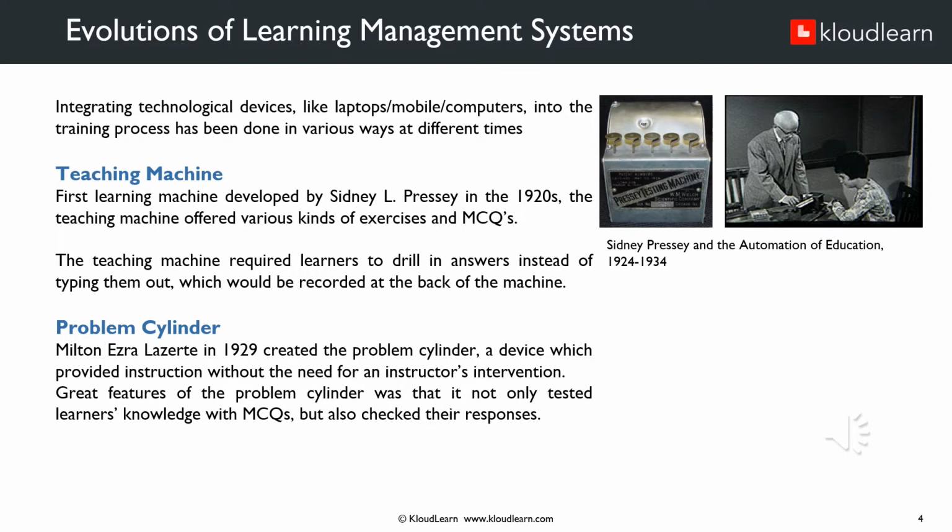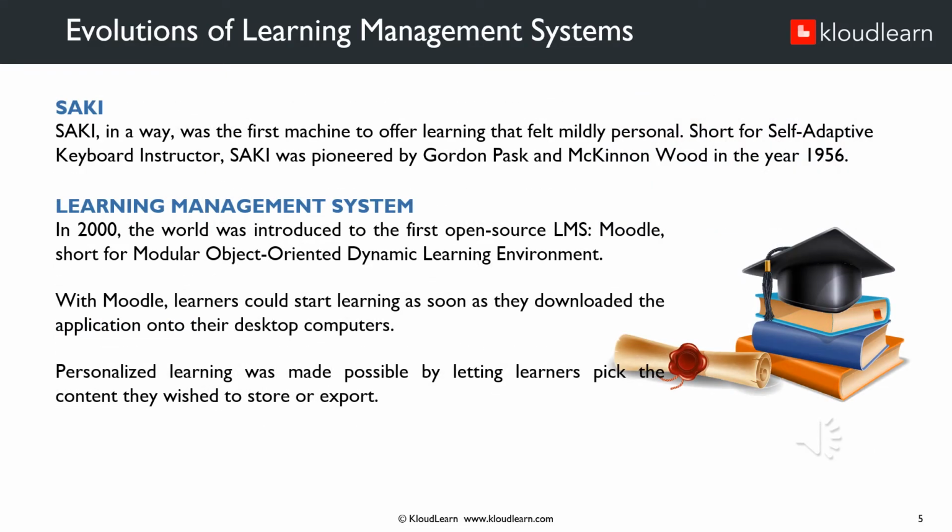Problem cylinder: Milton Ezra Lazarte in 1929 created the problem cylinder, a device which provided instructions without the need for an instructor's intervention. One of the great features of the problem cylinder was that it not only tested learners' knowledge with MCQs, but also checked their responses. SAKI, in a way, was the first machine to offer learning that felt mildly personal. Short for Self-Adaptive Keyboard Instructor, SAKI was pioneered by Gordon Pask and Mackinnon Wood in the year 1956.